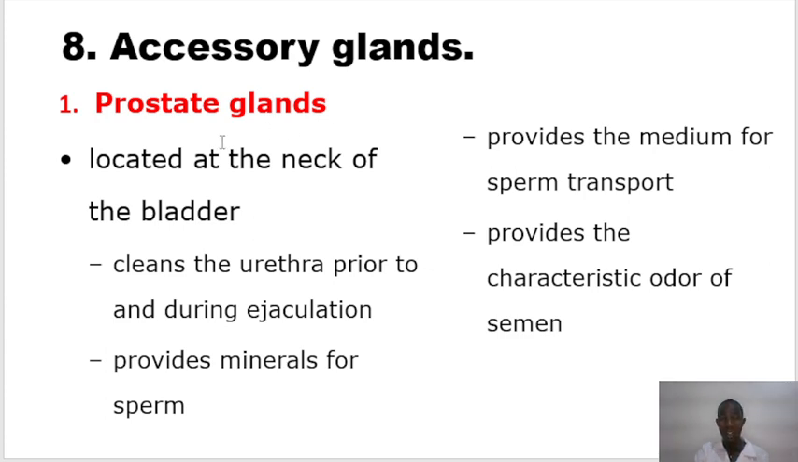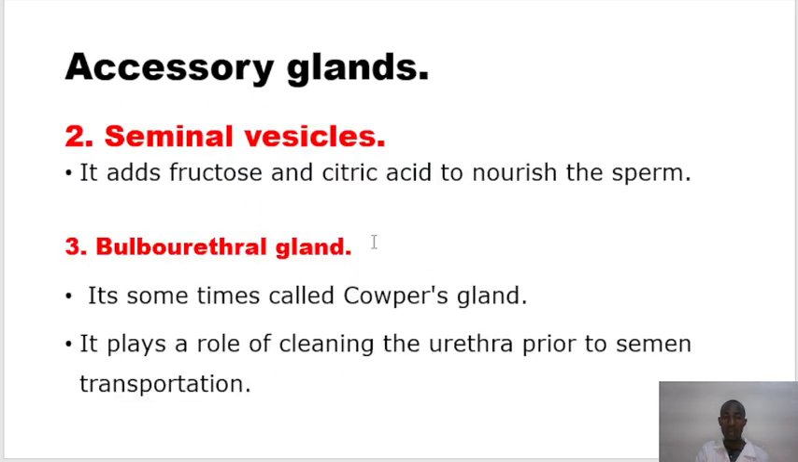The prostatic gland is located at the neck of the bladder, and what it does is provide the medium of transport of the sperm cells, and it cleans the urethra too. Then during ejaculation, this is the bulbourethral gland, sometimes called the corpus gland. It also helps in cleaning the urethra prior to semen transportation. The seminal vesicle provides fructose.